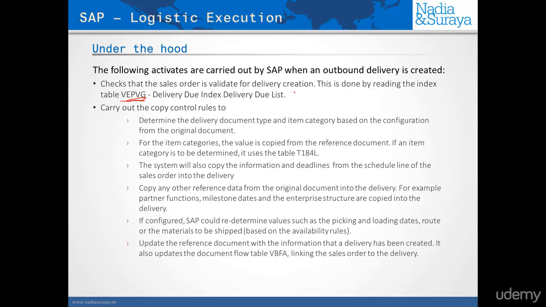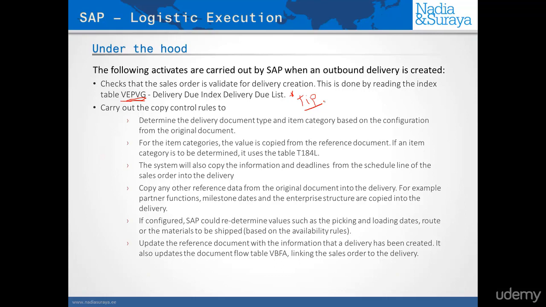So a tip here: if you ever have to write any custom code that determines open orders or something like that, read the index table rather than looking at VBAK and VBAP. It's much faster, and the index table already has all of the logic pre-built in. So you don't have to have anything else. If it's in that table, it can be delivered. It's as simple as that.